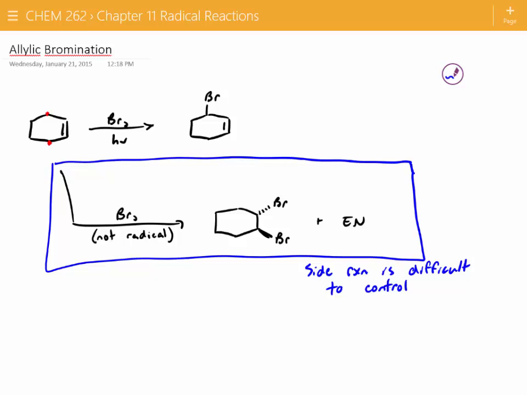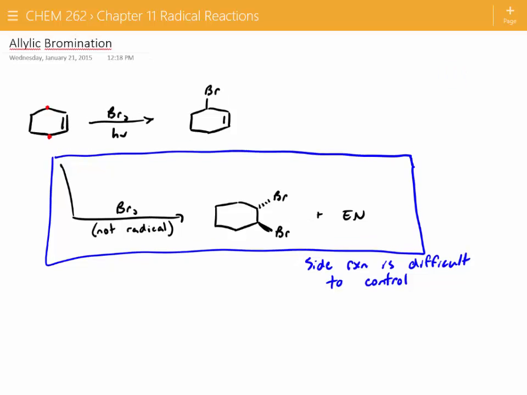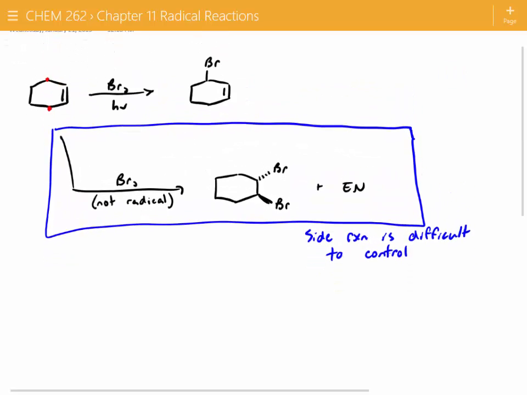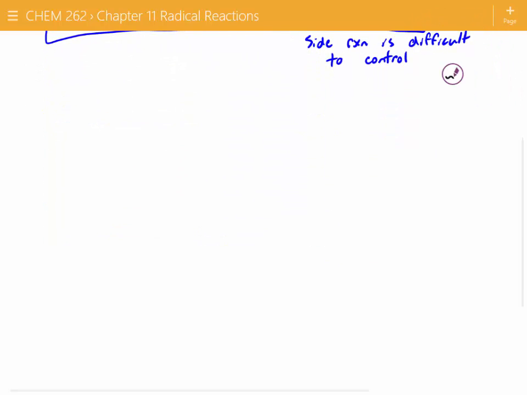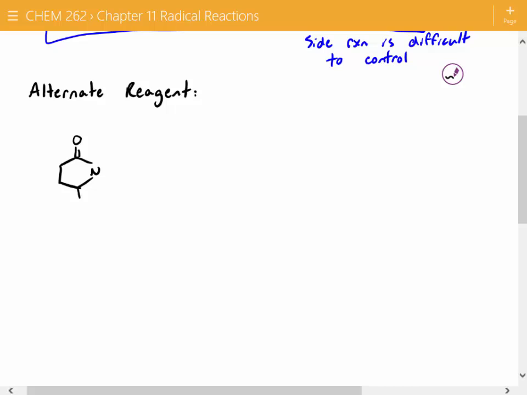The question is, how can we get around this side reaction? We only want the radical. We don't want elemental bromine. We don't need plain Br2. We need Br dot, or the Br radical. And there's a special reagent that's been developed that does get around this problem. So the alternate reagent has a 5-membered ring with a nitrogen in it, and it's a cyclic amide with a bromine coming off the nitrogen.